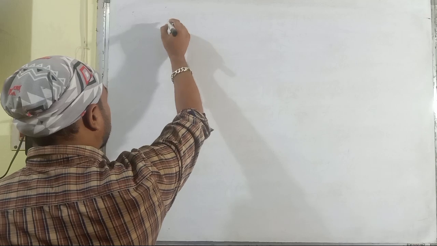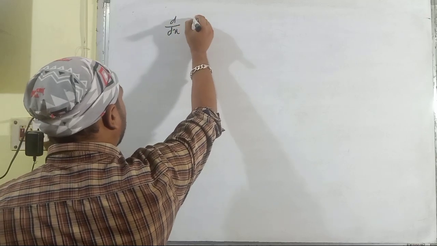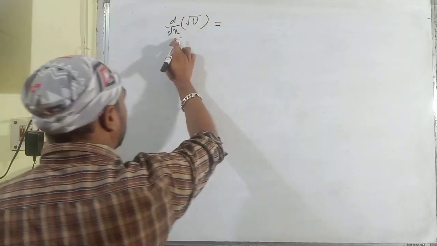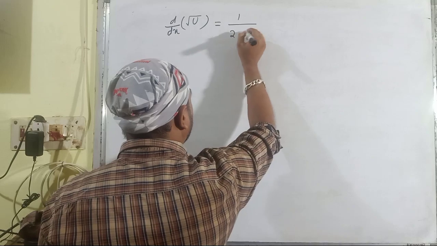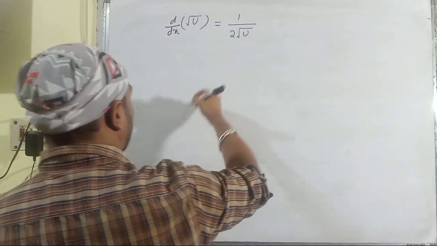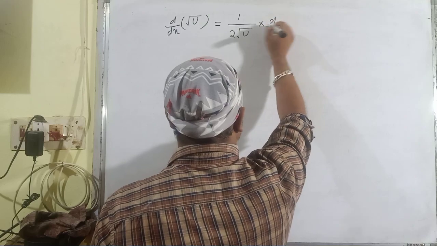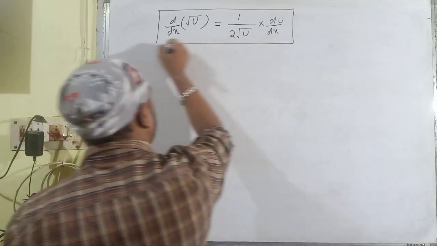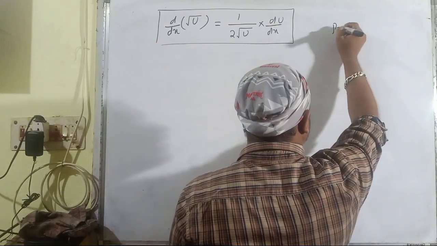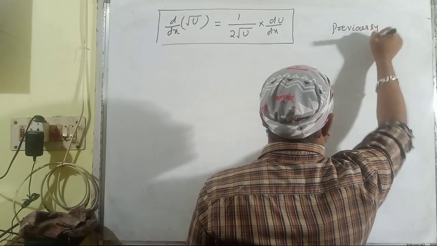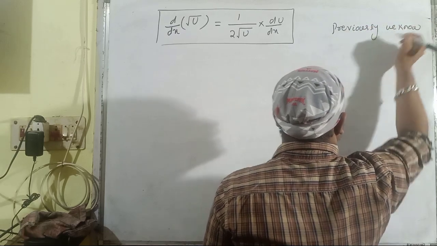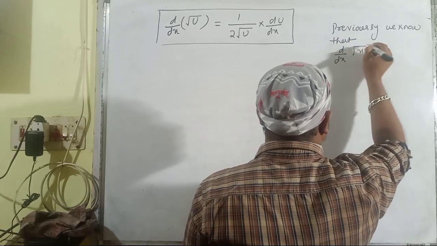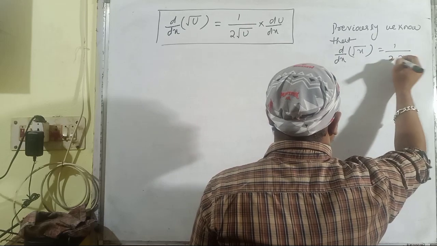The next formula is differentiation of square root of u with respect to x. It will be 1 upon 2 multiplied with the square root of u, again multiplied with the differentiation of u, which is the next formula. Previously we know that differentiation of root x is 1 upon 2 root x.